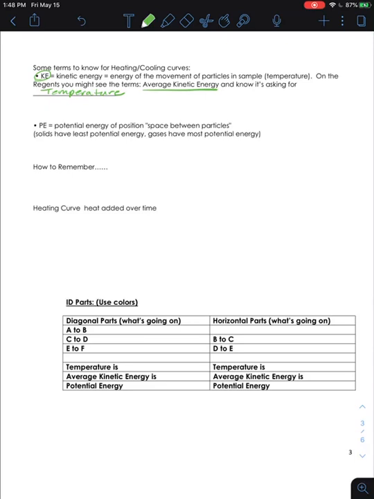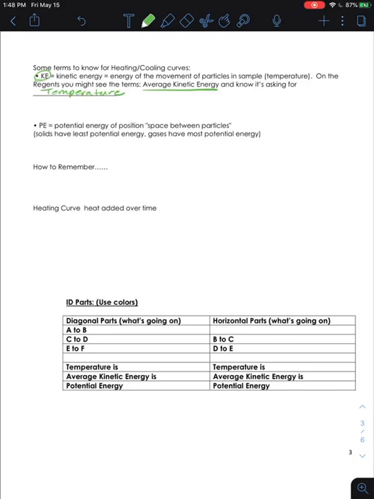Now, potential energy is the ability to do work. It's the potential to do work or to move. So we call this kind of the space between the particles. So when we look at a solid, since there's not that much space in between those particles, we would say that that has the least potential energy.